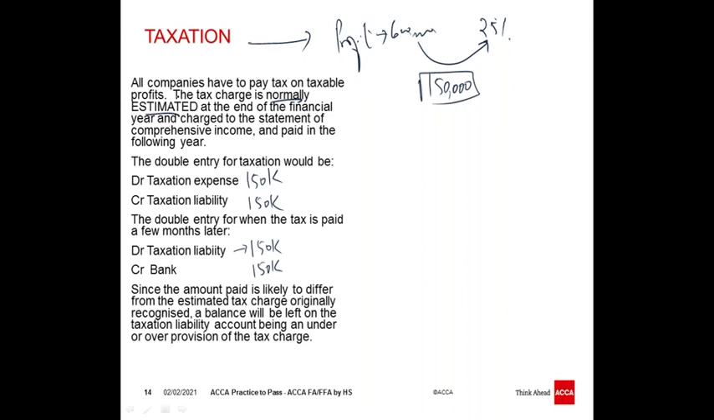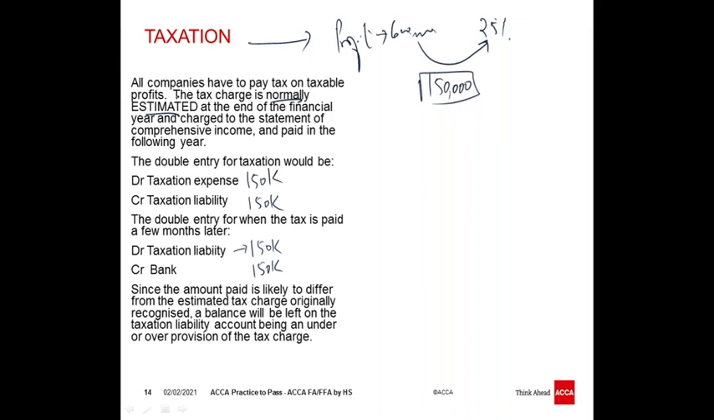This means that the amount of the tax expense that we usually pay is not always the same as other expenses. Like for electricity, we have a fixed electricity bill and you have to pay it. For salaries and wages, you have to pay the fixed salaries and wages. But for taxation, you have to estimate the tax based on your profits.